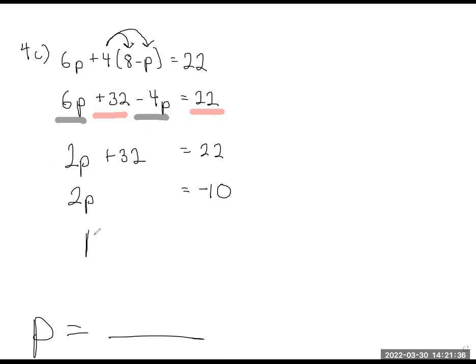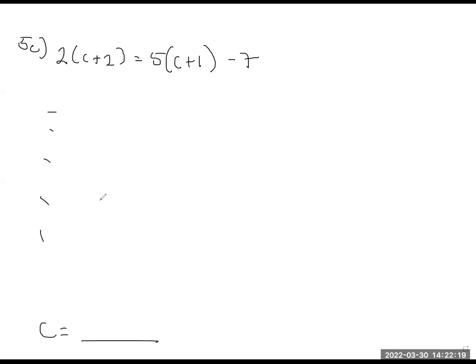Okay, so get p all alone, divide both sides by 2, p equals negative 5. Done. And you could check, if you're not quite sure, you can plug in a negative 5 here and a negative 5 here to see if you get the same answer. But you'll see that in action for number 5.